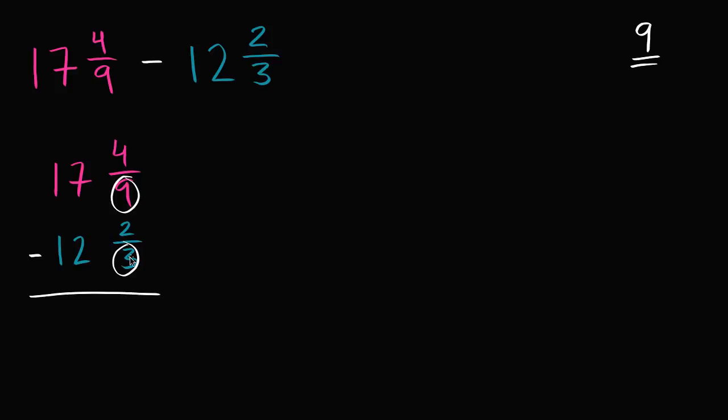So I can rewrite both of these fraction parts in terms of ninths. The one on top is already written in terms of ninths, so I can just rewrite that: 17 and 4/9. And the one on the bottom I can write as 12 and some number of ninths. So 2/3 is how many ninths? To go from thirds to ninths, I had to multiply by 3, so I need to multiply the numerator by 3 as well. 2 times 3 is 6. 2/3 is the same thing as 6/9.